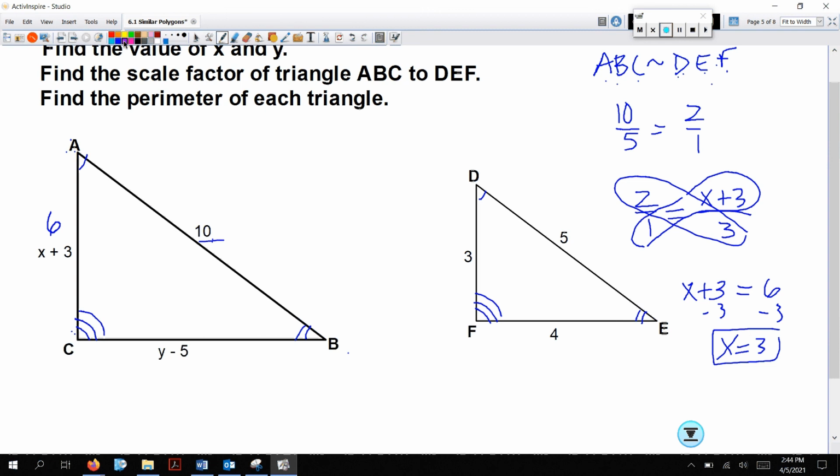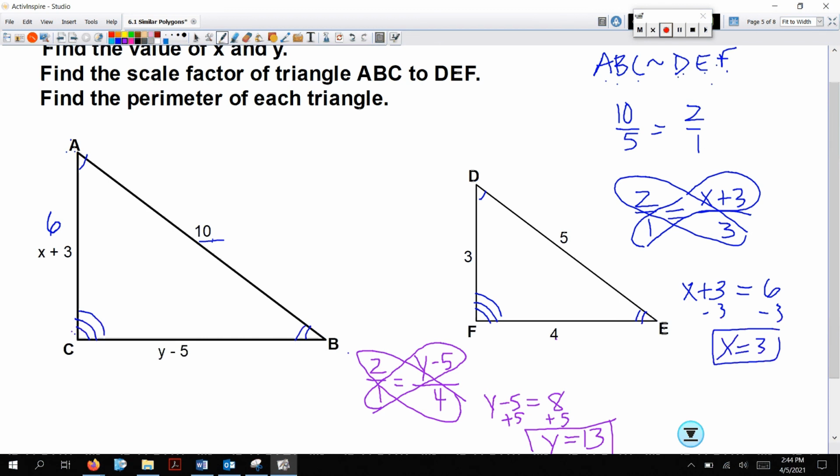Okay, I'm going to do the same thing to find y. I'm going to start with my scale factor, 2 over 1. And y minus 5 is in my bigger triangle, so that's going in the numerator. 4 is from the smaller one, goes in the denominator. Again, we cross multiply. 1 times y minus 5 is y minus 5. 2 times 4 is 8. Add 5 to both sides. And I get y is equal to 13.